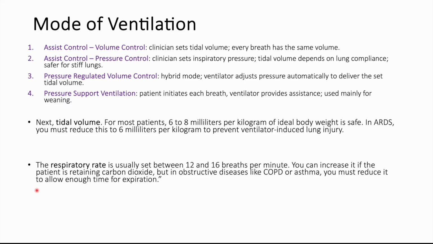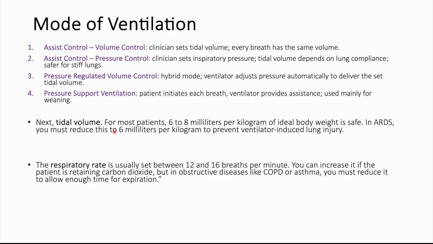So that's what I was telling in the previous slide. Assist control volume control, the clinician sets tidal volume. Assist control pressure control, the clinician sets inspiratory pressure. So don't get confused by this. Volume control is tidal volume, pressure control is inspiratory pressure. Next one is pressure regulated volume control. It's a hybrid mode, so the ventilator adjusts pressure automatically to deliver the set tidal volume. Pressure support ventilation: the patient initiates each breath and the ventilator provides assistance, so it is used mainly for weaning.